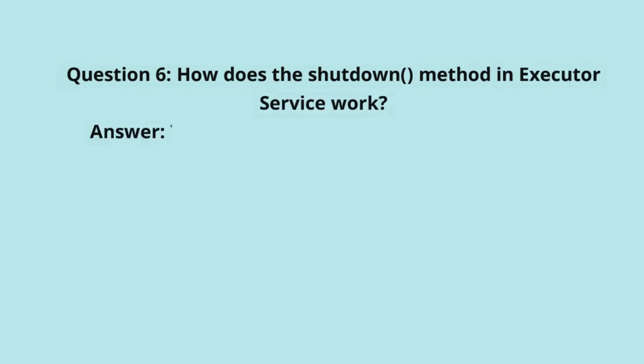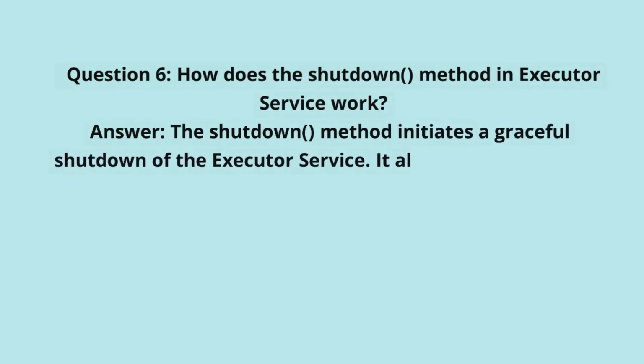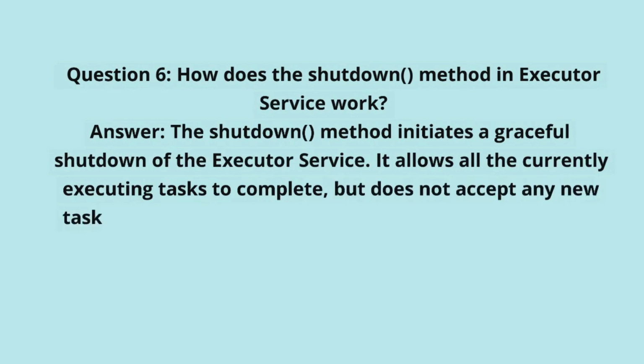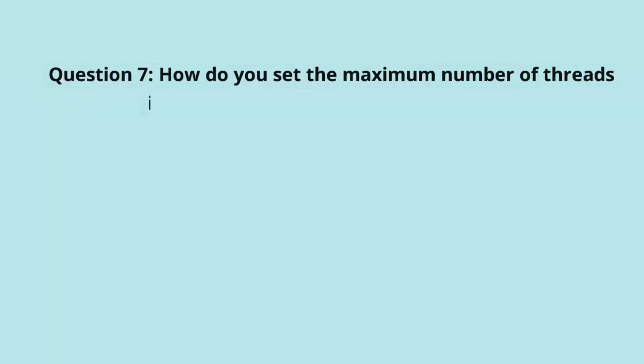Answer. The shutdown method initiates a graceful shutdown of the Executor Service. It allows all the currently executing tasks to complete, but does not accept any new tasks. Once all the tasks are completed, the thread pool is shut down. Question 7. How do you set the maximum number of threads in a FixedThreadPool Executor Service?